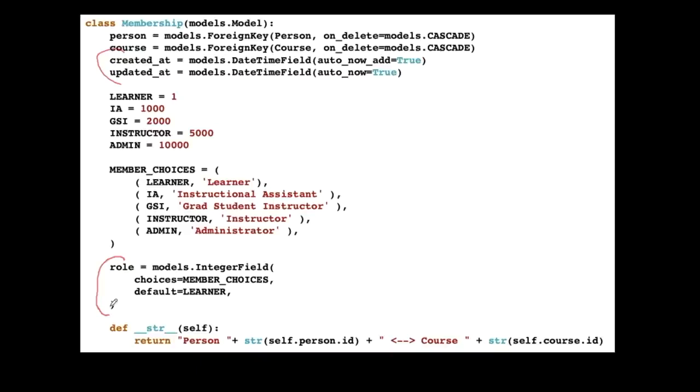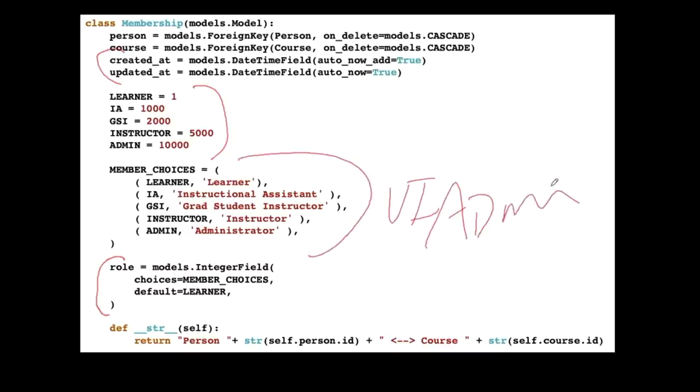And so what I'm going to do here is these learner, IA, GSI, instructor, and admin are just integer numbers. And then I'm going to make this a tuple of tuples, or a list of tuples as it were. And you know, the learner integer maps to the string learner, so we can show that in the user interface. This here is a lot of UI stuff, so in the admin UI, this whole member choices thing affects the admin UI. When this is all said and done, we basically say the role is an integer field.